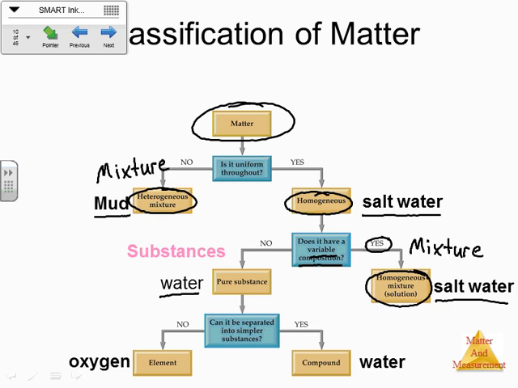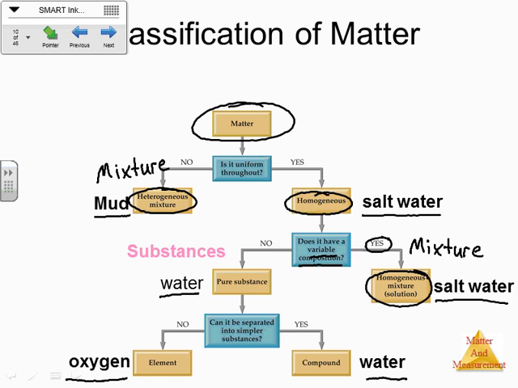So then when you know it's a pure substance, you've got to ask one other question. Can it be separated into simpler substances? If the answer is yes, it's a compound. Okay, and again, example of that would be water. If the answer is no, then it's an element, and that would be oxygen. Now, elements can be separated into simpler substances, we know that, but if you separate oxygen into simpler substances, now you just have protons, neutrons, and electrons. It's no longer oxygen. Okay, you've actually changed it into something else.